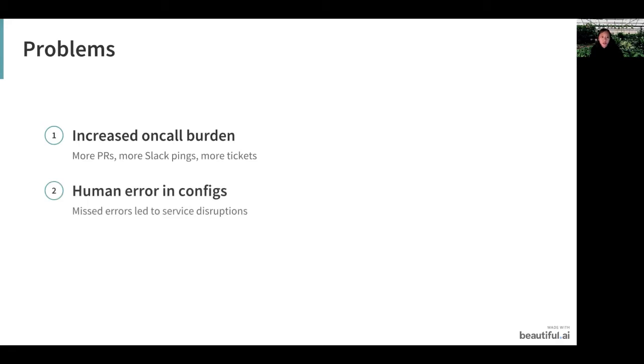Another issue is human error in configs. With such large YAML files, it isn't feasible to catch everything. For example, one common source of bugs is how Envoy does first-order matching for its routes, which means that in a huge list of routes, it might be easy for a developer or reviewer to miss a route that captures all the traffic that is actually intended for a new route. These can lead to outages in your services.